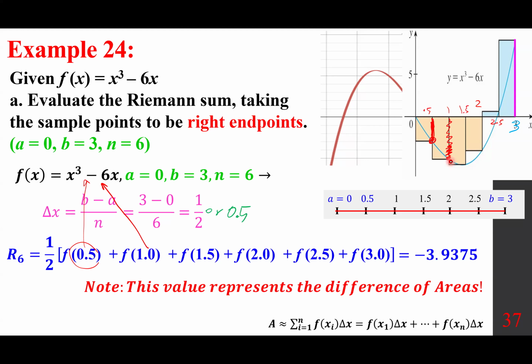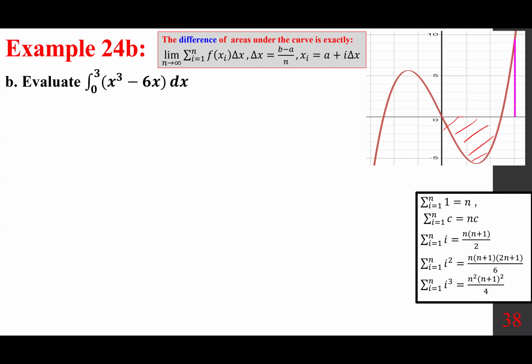Part B says actually evaluate this. And again, we are going to go with the limit. So what is the function? X cubed minus 6x. What is A? 0. What is B? 3. And this is the area we want, by the way. Difference of areas.